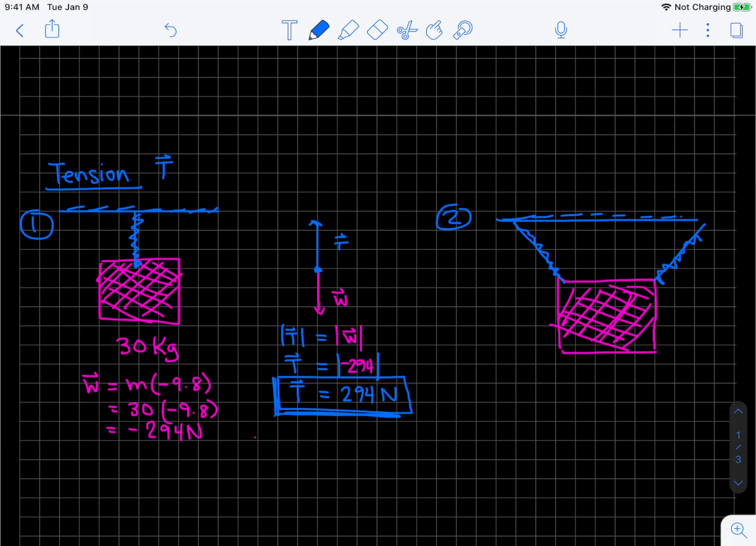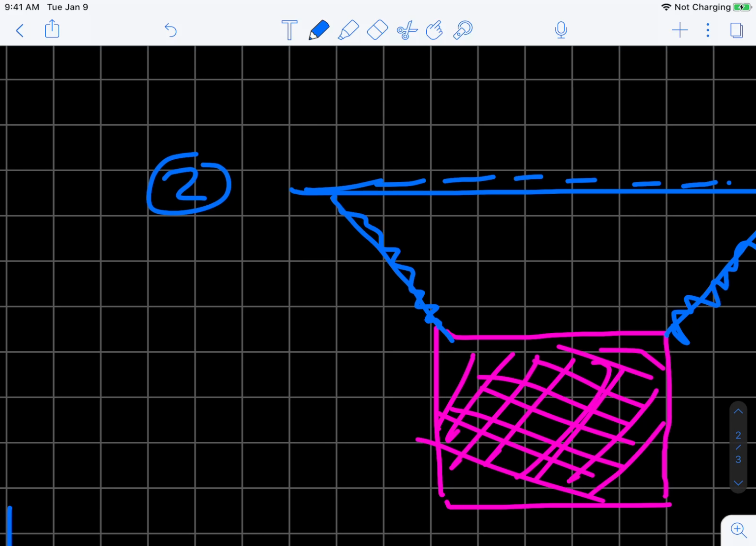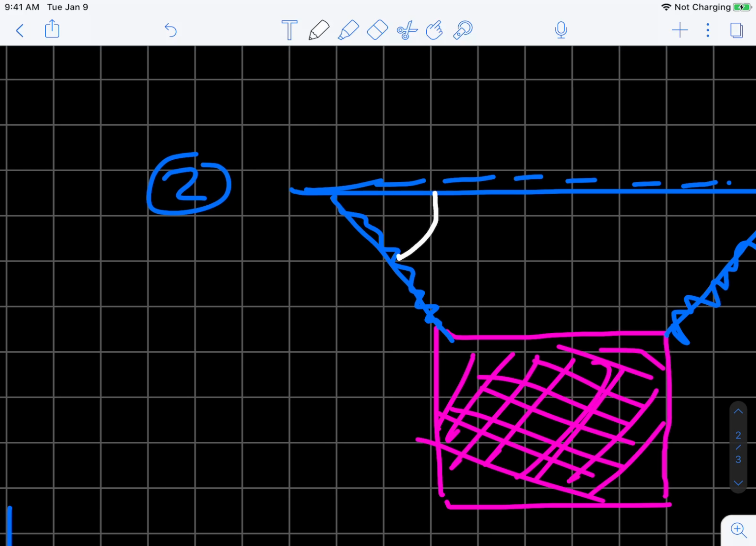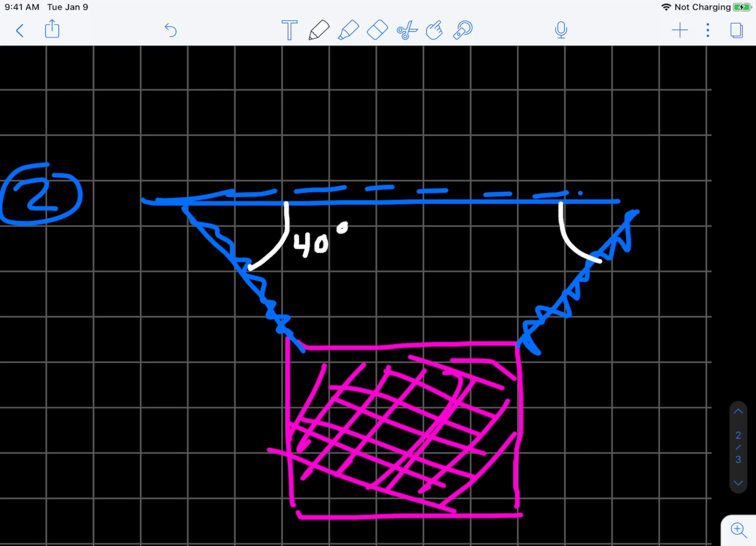Think of a jumbotron and the speakers that get hung up around that, right? And so now we have two chains of the exact same length, and they're holding up the speaker with an angle to the ceiling of 40 degrees. And both of them are exactly the same angle. So we have two tensions. We're going to label them tension 1 and tension 2.